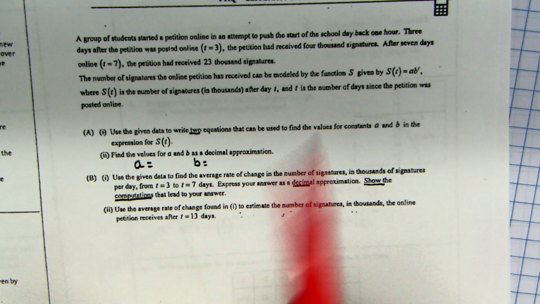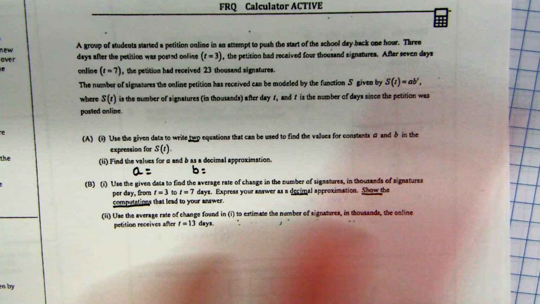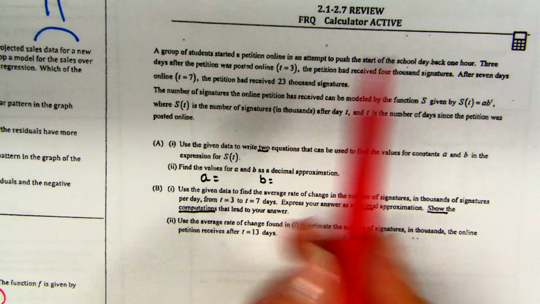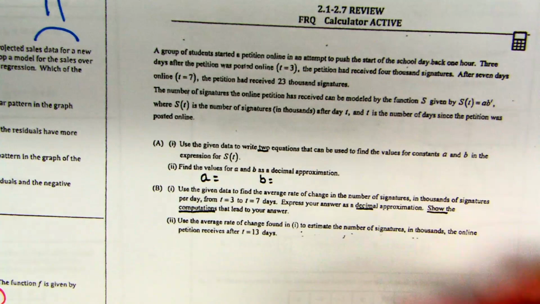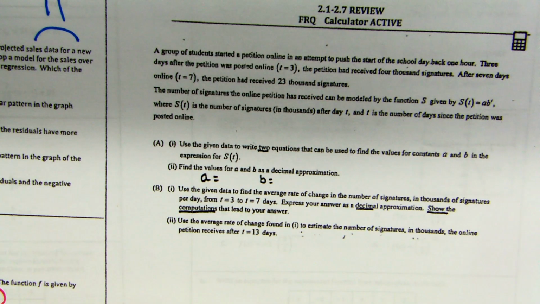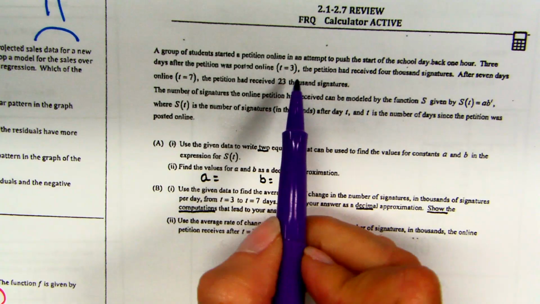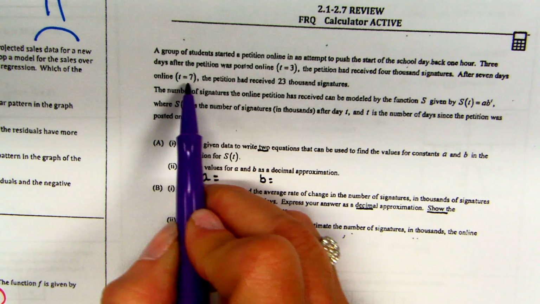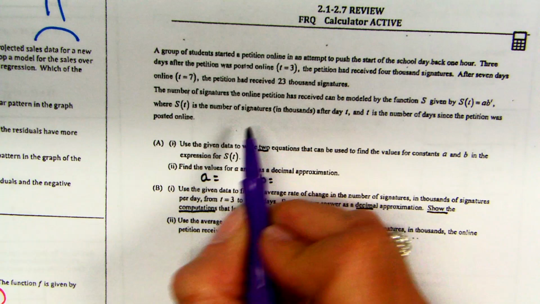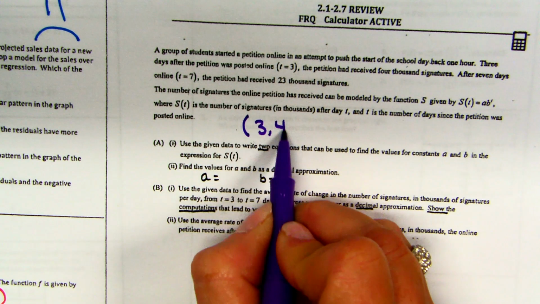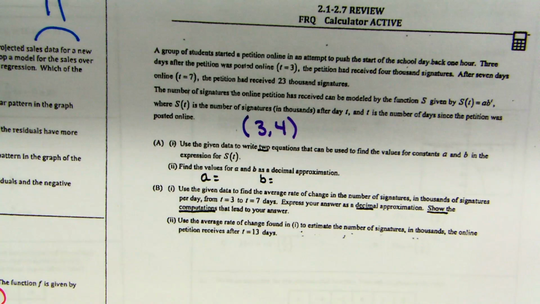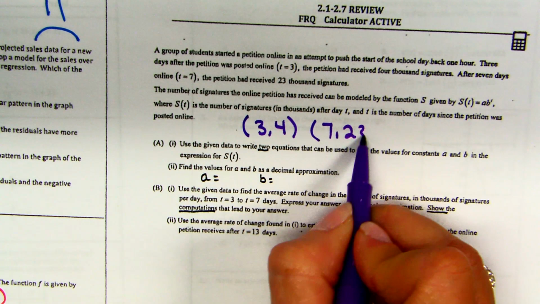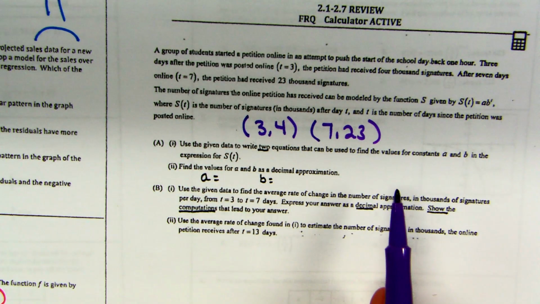And then there's a part C that we haven't learned yet, but you're seeing something that you're going to see. And it talks about petitions online and blah, blah, blah. Bottom line is this. Scan the problem for time's sake. You should be able to find 2 ordered pairs in there. So we have time of 3, 4,000 signatures, time of 7, 23,000 signatures. So find your 2 ordered pairs. And when it's in thousands, you don't need to write it out like 4,000. You can just write 3, 4 and 7, 23. And then when you answer the questions, just use the word thousands in the answer.